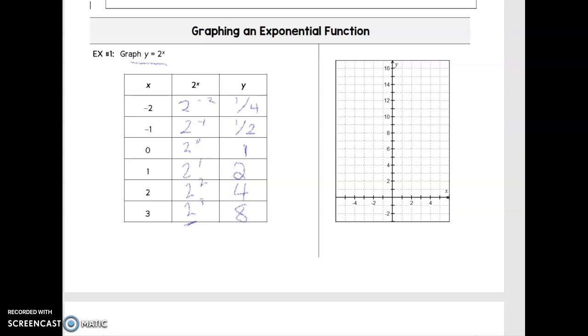And hopefully you're aware how to graph. You're graphing your x and your y. Okay, so I'm going to plot my points here. I'm at -2, 1/4, so this is going to be very, very little. -2, 1/4. -1.